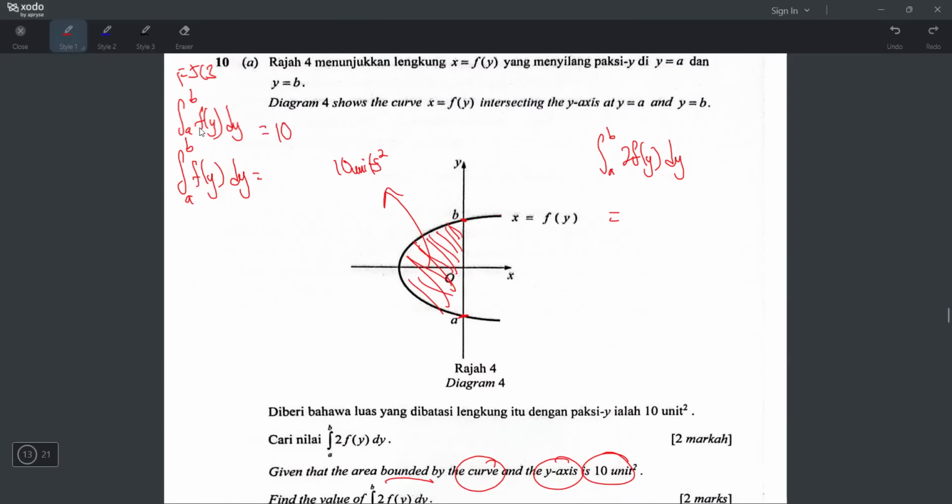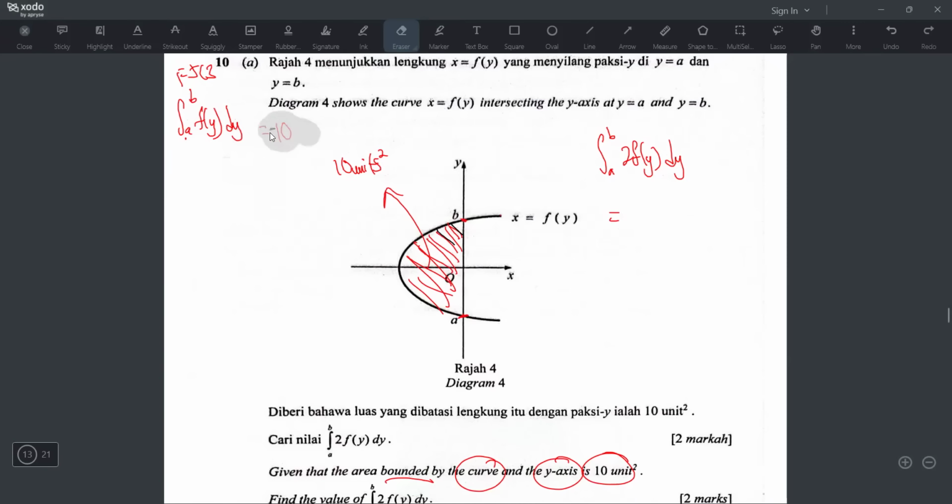But it will be negative 10 here, because if you are using the y-axis to integrate, and your shaded region is on the left side, you will get negative. So your integral from a to b of f(y) dy is not 10, it's negative 10. Okay, so this one is just equal to negative 10. Yeah, so it's negative 10 like that.